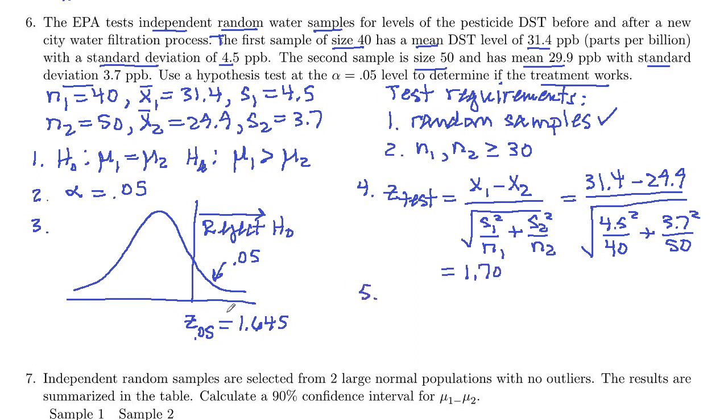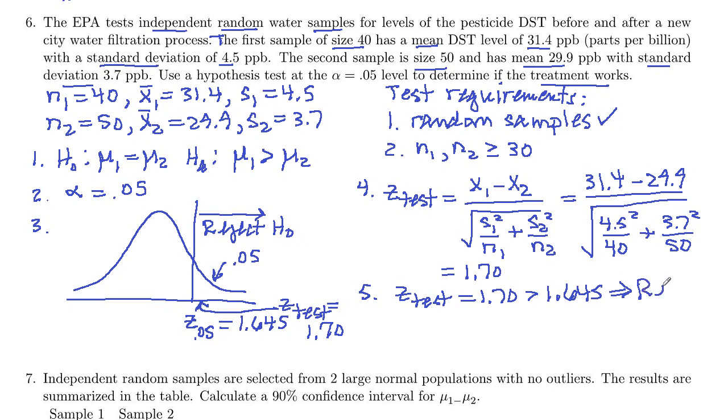And then step 5, that 1.70 is right here. It is just bigger than the 1.645. So there's our z-test is 1.70. And so our z-test, which is 1.70, is greater than the critical value 1.645. So that tells us reject the null.